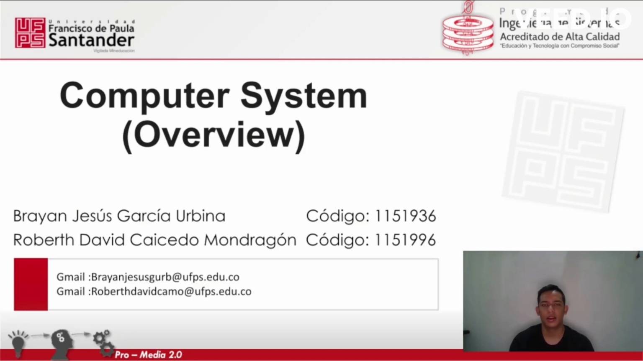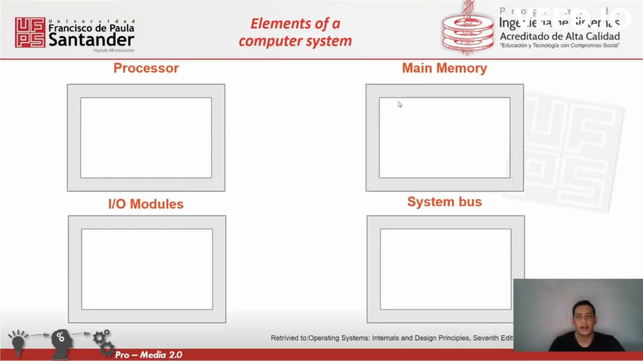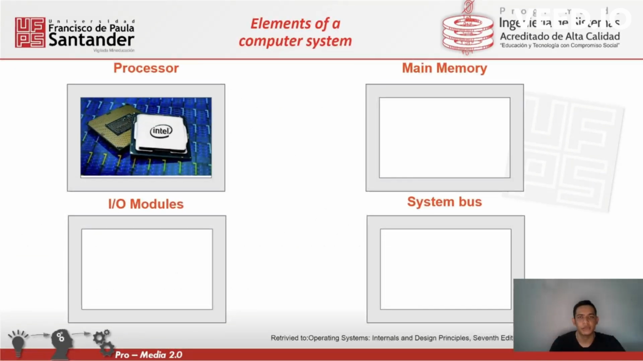Today, we are here to present the topic of computer systems with the purpose of providing a general overview. Elements of a computer system: processor. It is responsible for controlling the operation of the computer and performing its data processing functions.